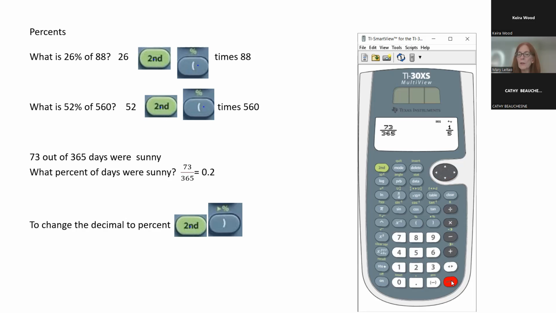If I want to convert that into a percent, there's the right parentheses key that has an arrow going to a percent. Hit second, percent. It's 20%. Let me clear this.